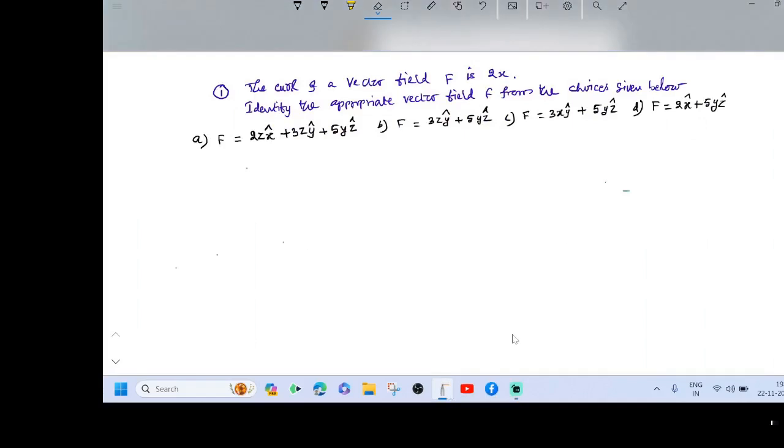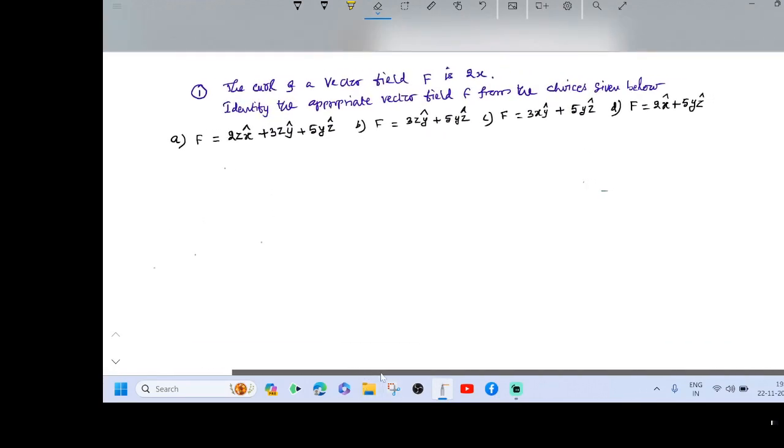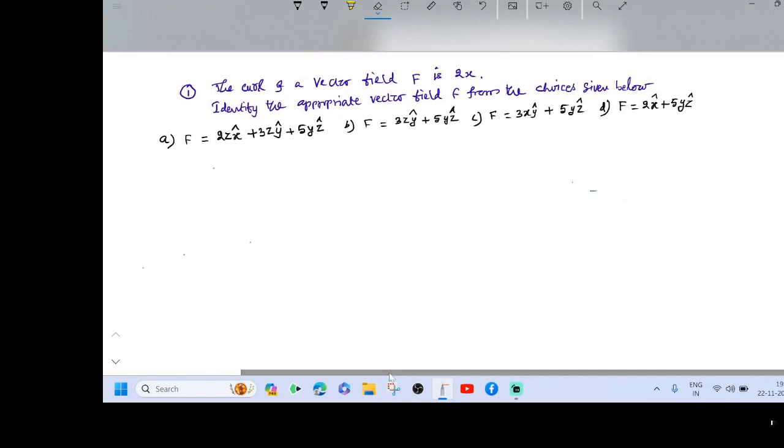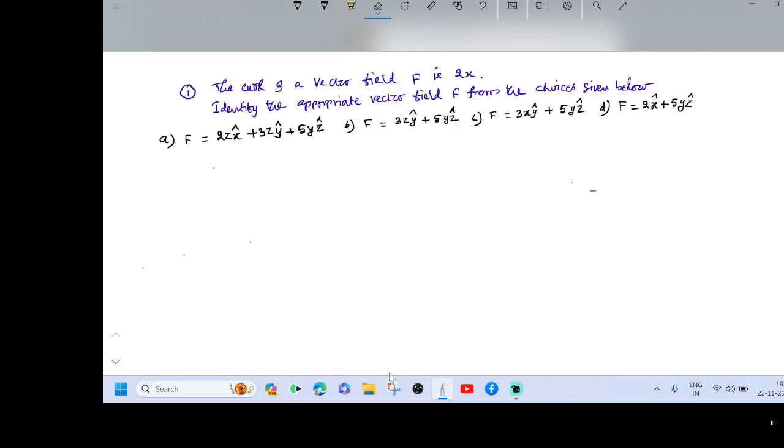See this problem. The curl of a vector field f is equal to 2x. Identify the appropriate vector field f from the choices given below. Here the given is curl of f equal to 2x. Then what is the value of f? This is the question.